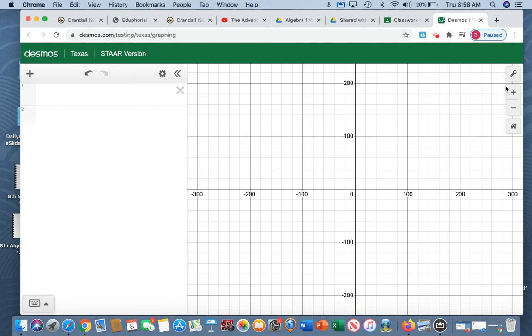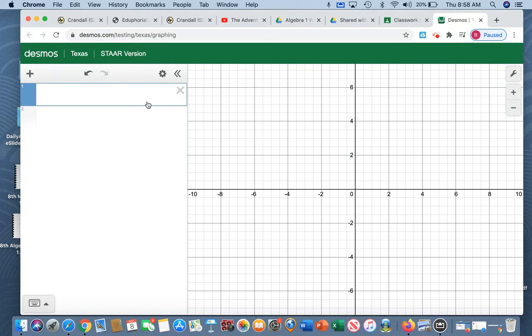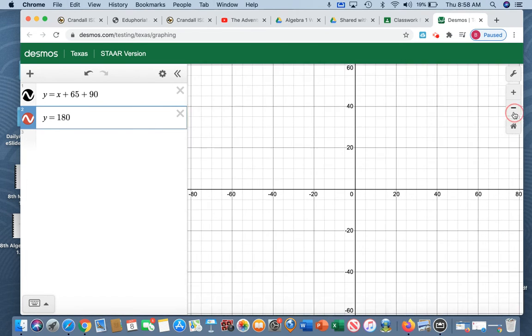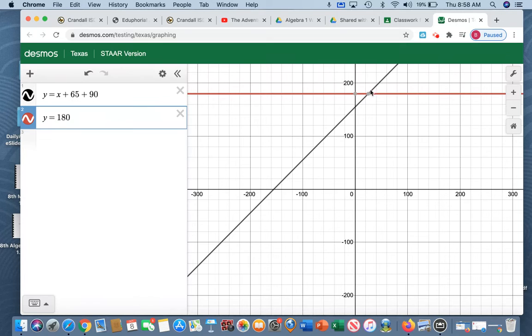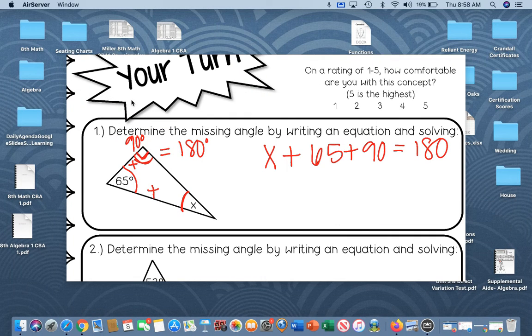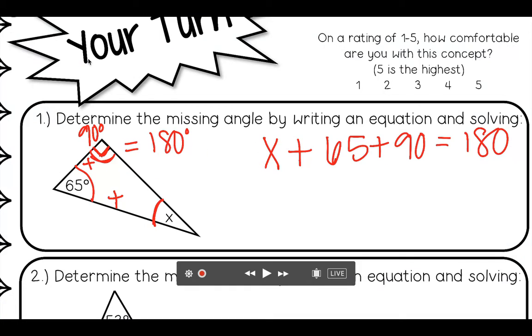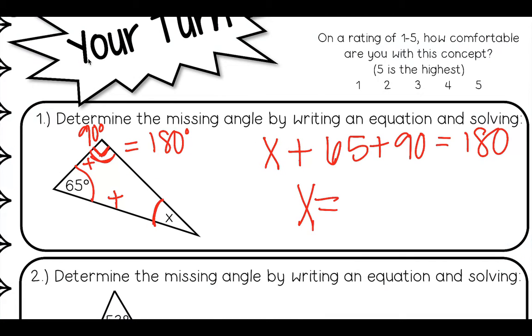Exit out of this. Again, I'm going to put y equals what's on my left side, which was x plus 65 plus 90. Enter. Y equals 180, always by itself over here. Again, I'm going to zoom out until I see the black and the red line. There's the black, there's the red. They meet right here. The first number is 25, so 25 is my answer. So the missing angle x is equal to 25.